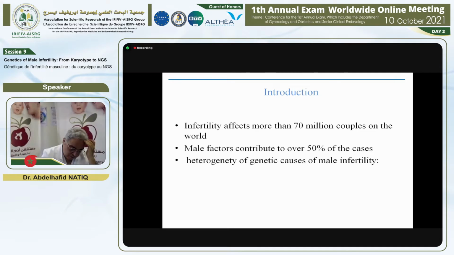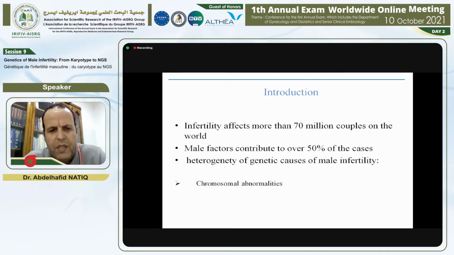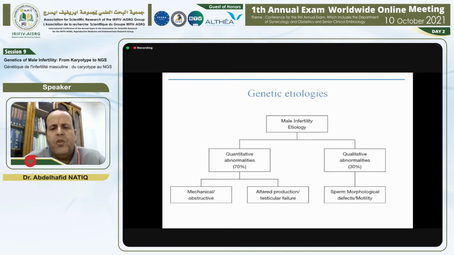There is great heterogeneity of genetic causes of male infertility, going from chromosome abnormalities, Y chromosome microdeletions, and gene disease, with more than 100 genes involved in male infertility. There are also epigenetic alterations. For the etiology of male infertility, there are quantitative abnormalities, 70%, subdivided between mechanical and obstructive, and altered production or testicular failure. And for qualitative abnormalities, 30%, the sperm morphological defects or motility.